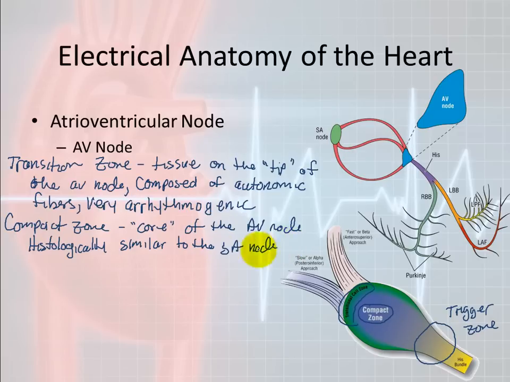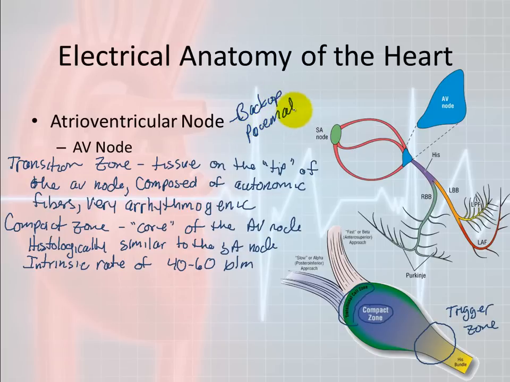Now, the compact zone also has an intrinsic rate. And this is an intrinsic rate of 40 to 60 beats a minute. Which means that the compact zone and the AV node itself is considered the backup pacemaker. So its intrinsic rate is 40 to 60 beats a minute. And also what happens in the compact zone, this is where the impulse that travels from the SA node through the AV node is slowed down. The reason it's slowed down is because it needs to allow for atrial contraction.